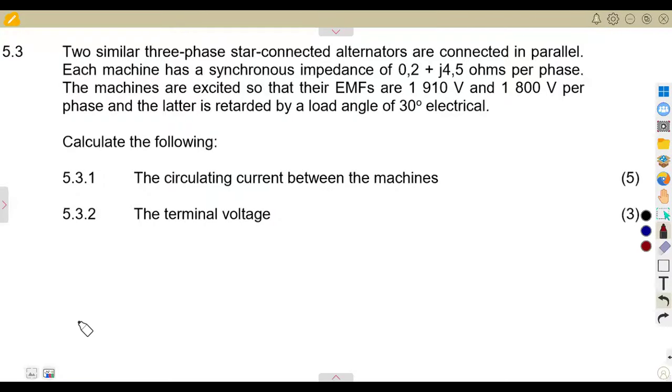All right, guys. In this case, we are going to check how some questions are given considering the parallel operation of alternators, which is the synchronizing of alternators. Remember, when synchronizing the alternators, that represents alternators connected. Maybe there are two alternators, A and B, connected together in a parallel combination, that is to synchronize.